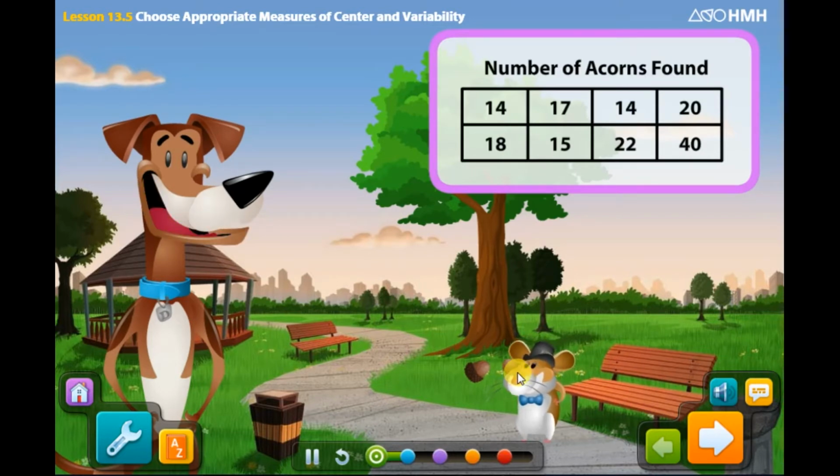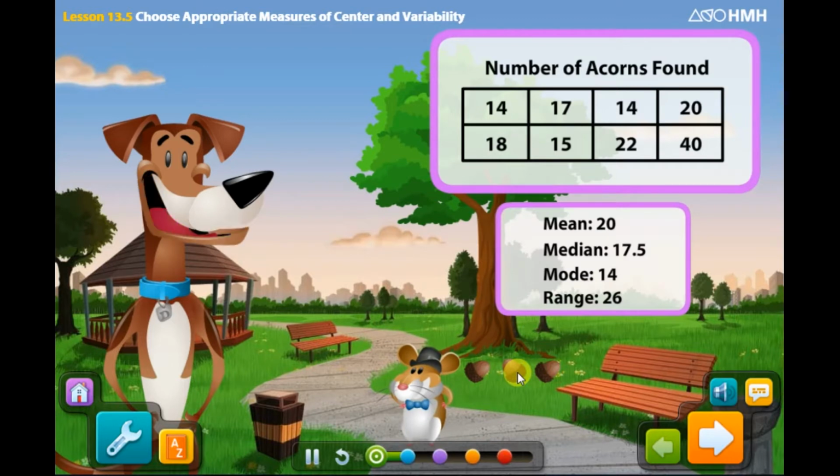Wow! Each person found a lot of acorns. Check it out! It looks like the mean of the data is 20. The median is 17 5/10. The mode is 14. And the range is 26.